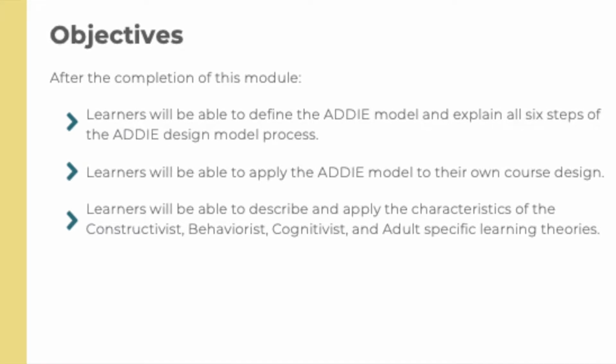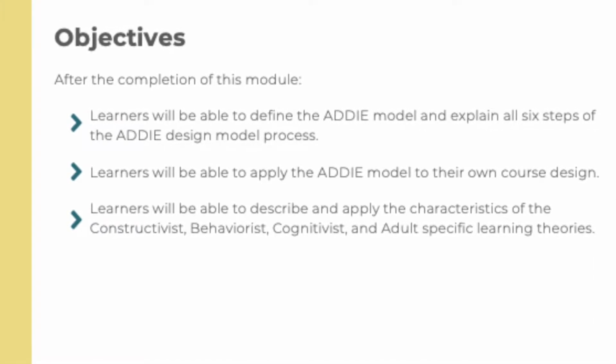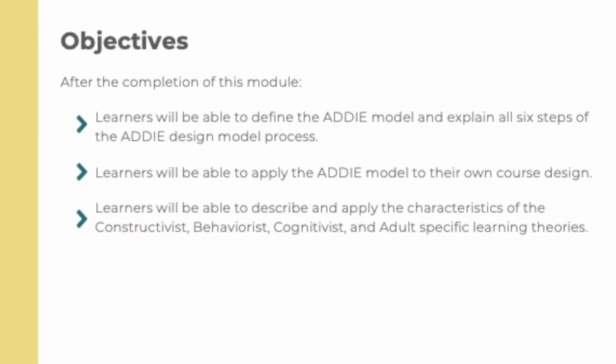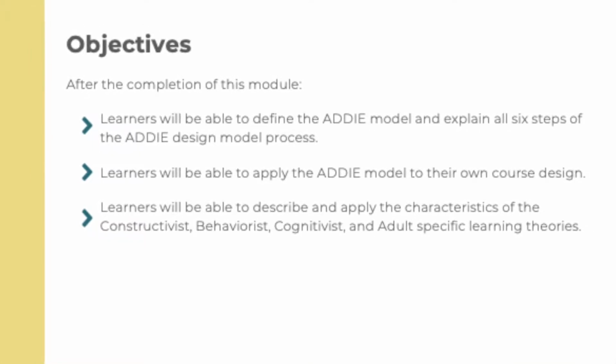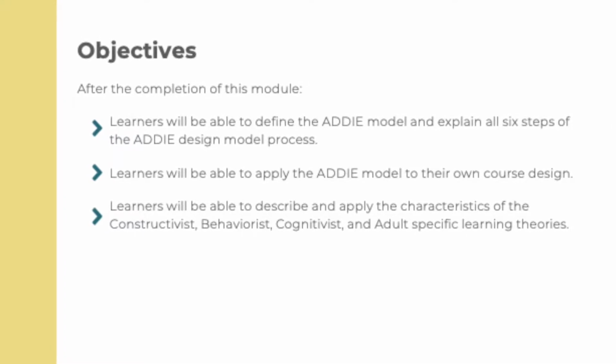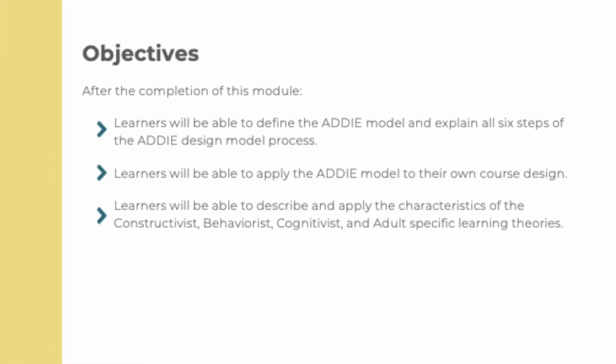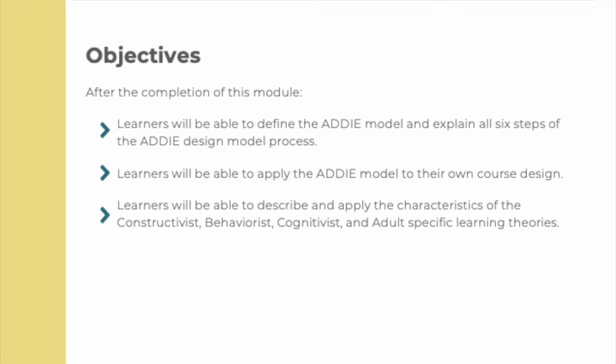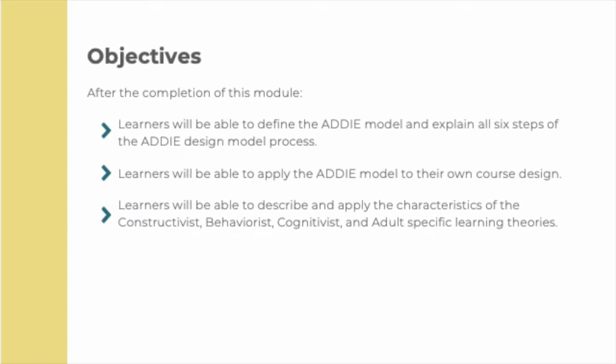After the completion of this module, learners will be able to define the ADDIE model and explain all 6 steps of the ADDIE design model process. Learners will be able to apply the ADDIE model to their own course design, and learners will be able to describe and apply the characteristics of the constructivist, behaviorist, cognitivist, and adult-specific learning theories.